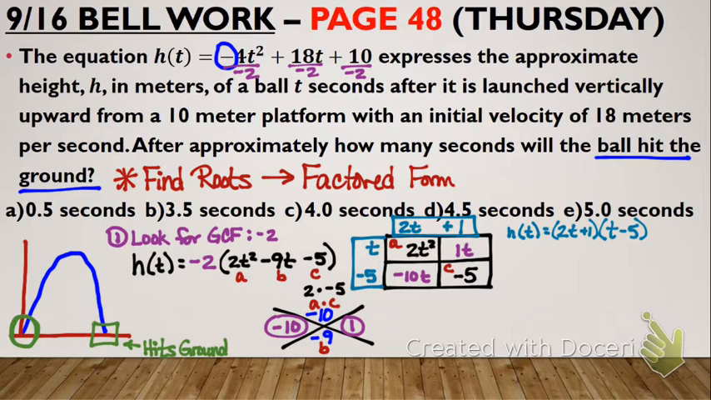What do I do with those factors now to figure out when it's going to hit the ground? Set them equal to 0. Don't touch the red writing and you should be good. So I'm going to take each of these and set them equal to 0.